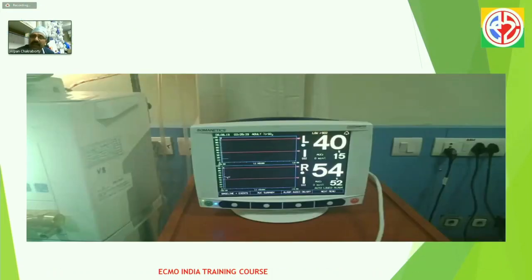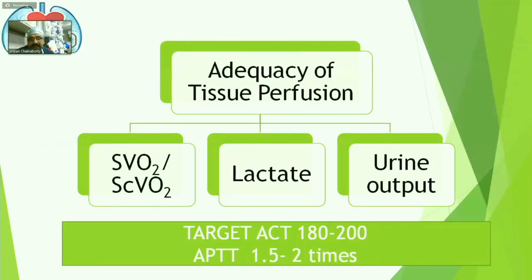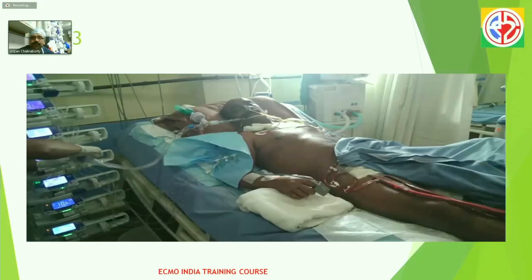And you can see after giving the distal perfusion cannula, you got a good NIRS in both lower limbs. And the adequacy of tissue perfusion, obviously, at that point of time is lactate and urine output. You might check the SCVO2 also. And the target ACT is obviously 180 to 200, with an ACT ratio of 1.5 to 2 times. He improved on day 3.